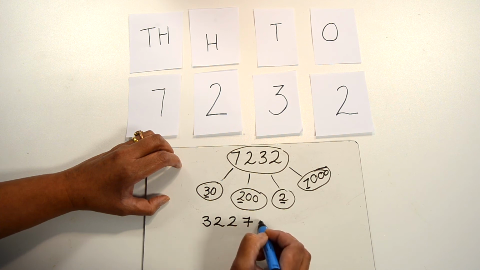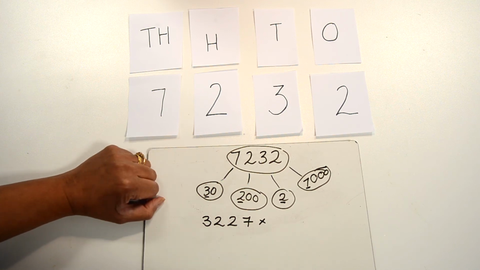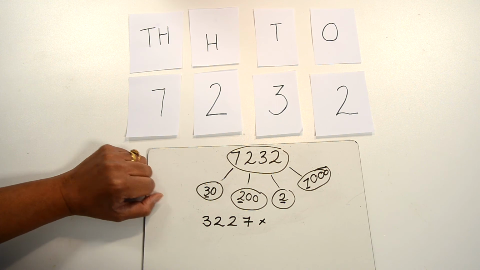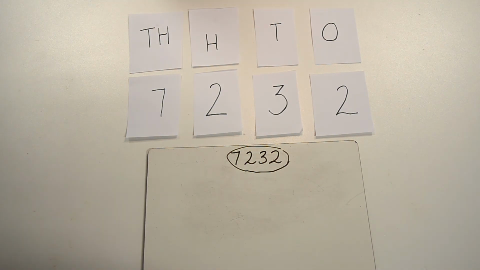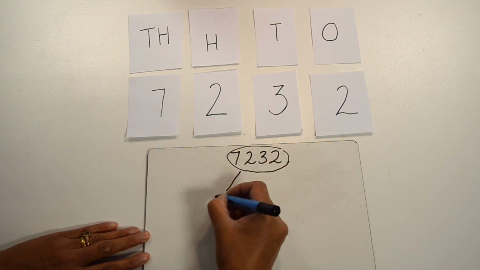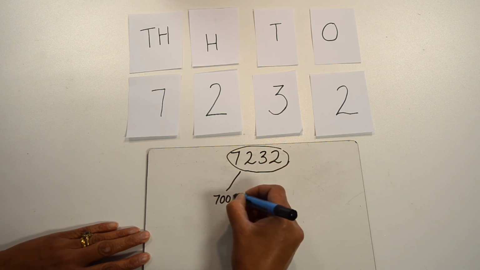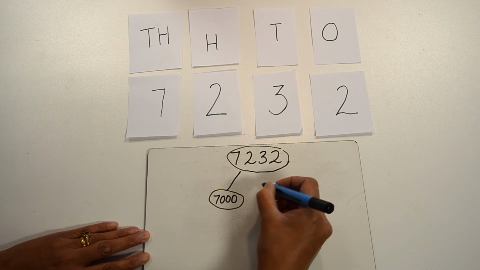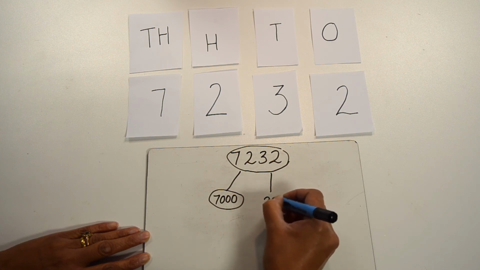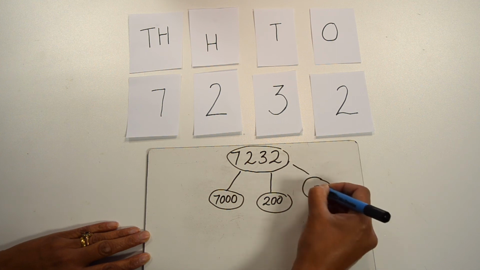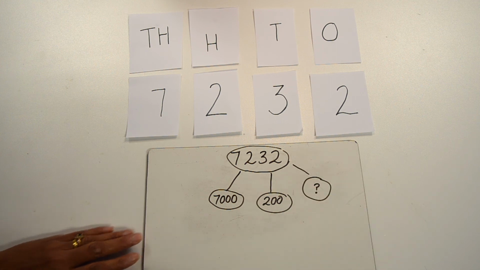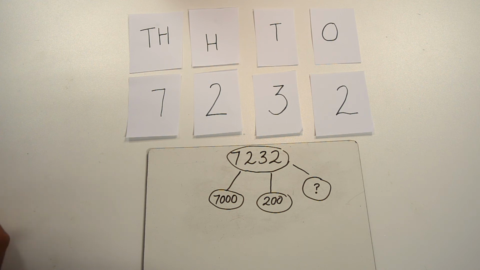So this is incorrect. Right, look closely. What's happened here? I have 7,000. I have 200. But I have a missing part. What could that be?